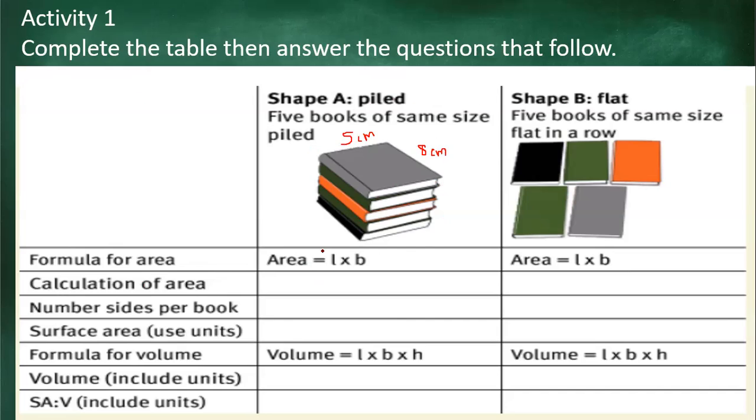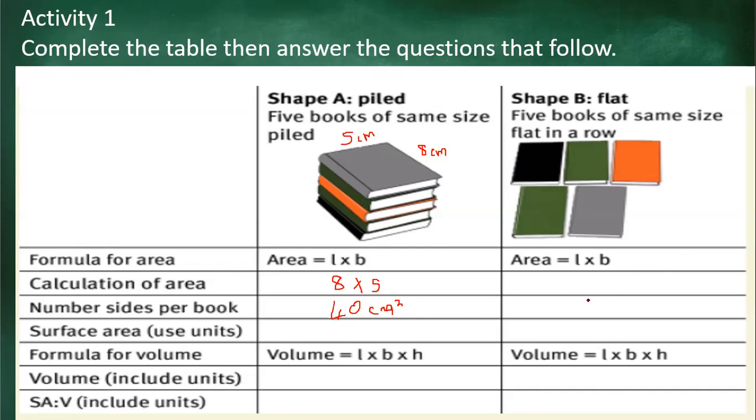So if you were to calculate area, our length is 8 centimeters and our breadth is 5 centimeters. 8 by 5 would be, what's your calculation there? I just want to quickly show you. 8 by 5 is 40. 40 centimeters squared.